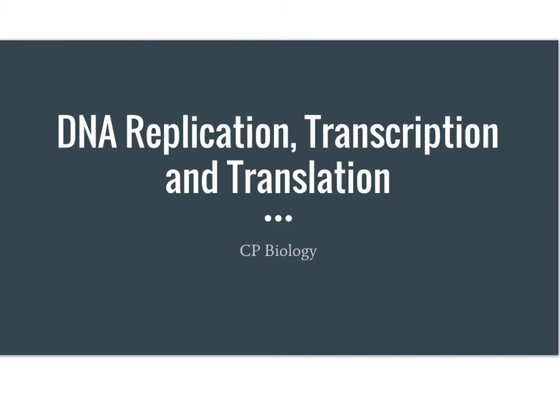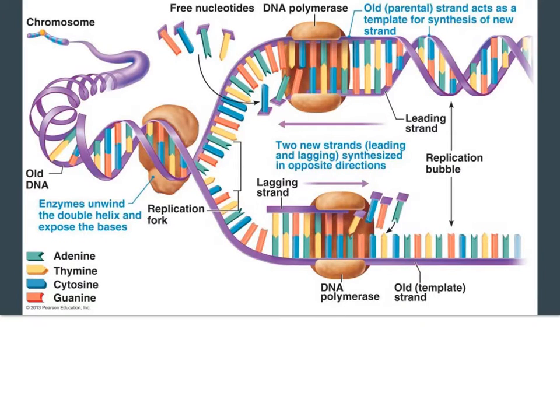Alright, so we're going to talk about DNA replication, transcription, and translation. So, the first thing we're going to look at is DNA replication. If you remember, in the S phase of interphase, we had to replicate or duplicate our DNA in order to have 2 copies of each of them so that when we split the cell in half, we had enough. So, this is what we call DNA replication.